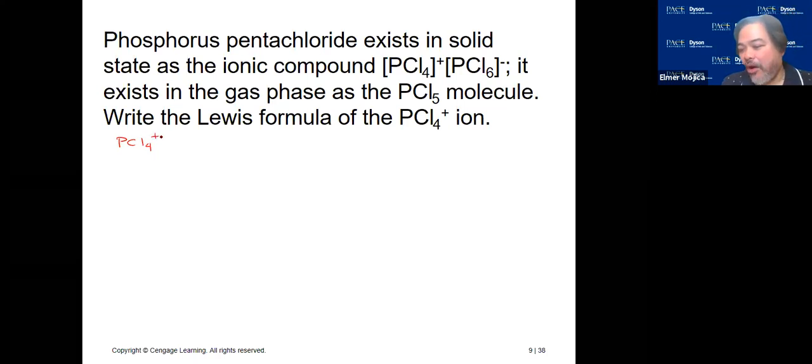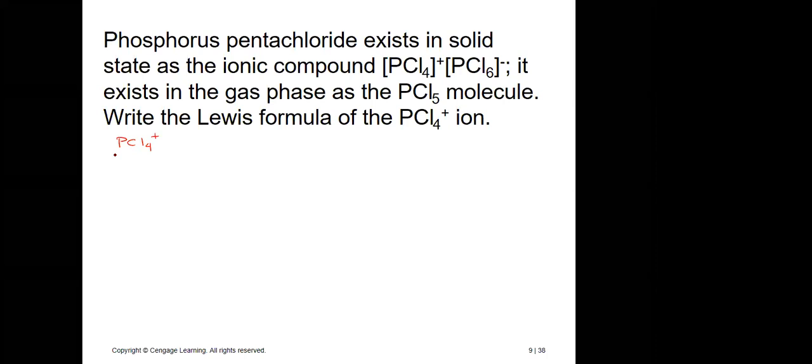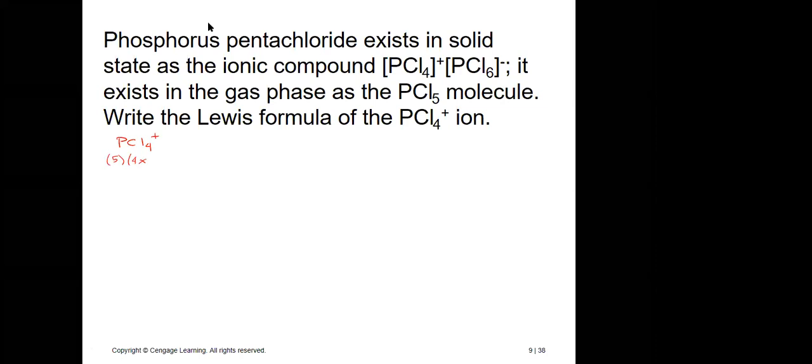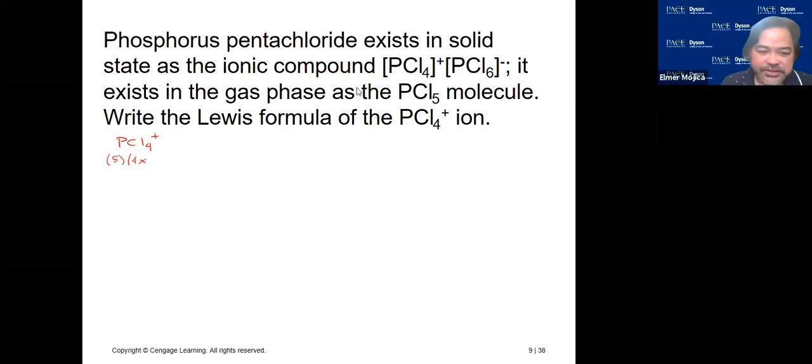So we're going to write it like this. And then what do we do? Get the valence electrons. Phosphorus has how many valence electrons? Anyone? 5. Okay, so it has 5. And then you have the 4 times. How many valence electrons for chlorine? Okay, so it has 7.